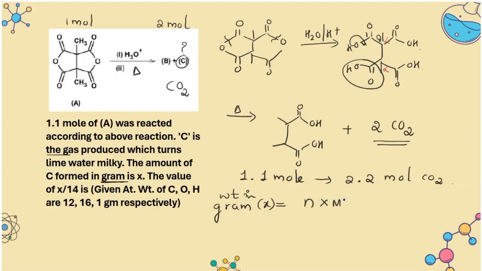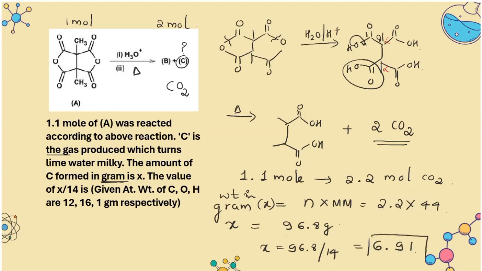It is n multiplied by the molar mass. n refers to the number of moles. And what is the molecular mass or molar mass? Here it is 44. So upon solving this, you are going to get 96.8. So this is in terms of grams. Now, the question is, what is the value of X by 14? So this is our X value. So X by 14 is 96.8 divided by 14. Upon simplifying this, you are going to get 6.91. So this is the final answer.